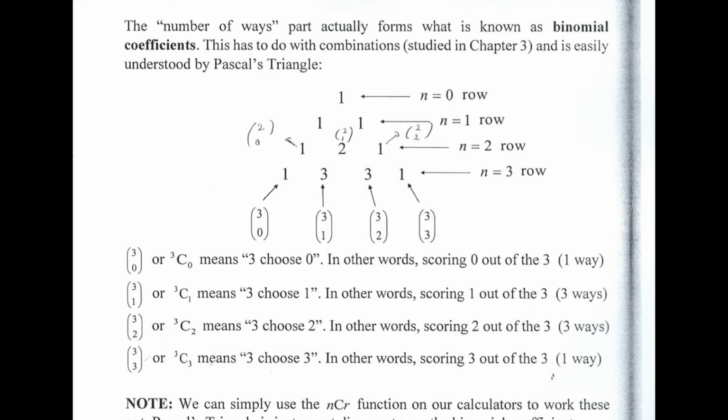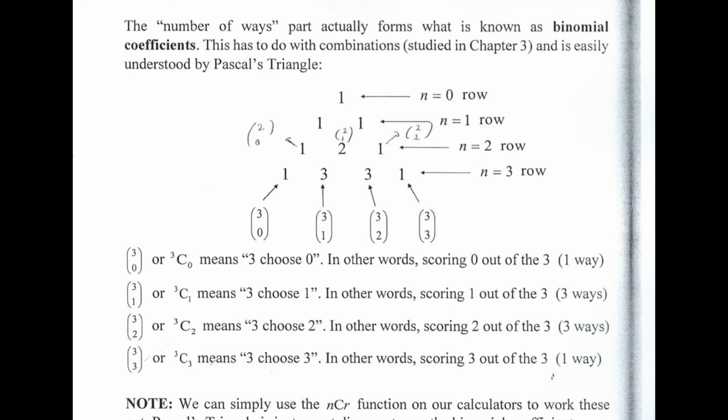We have the one at the top here, which is our 0 row, all right? And that's basically if there were 0 shots. Then if n equals 1, she took 1 shot. Then in that 1 shot, there's one way of scoring and there's one way of not scoring. Okay, she can either score or she can't score.